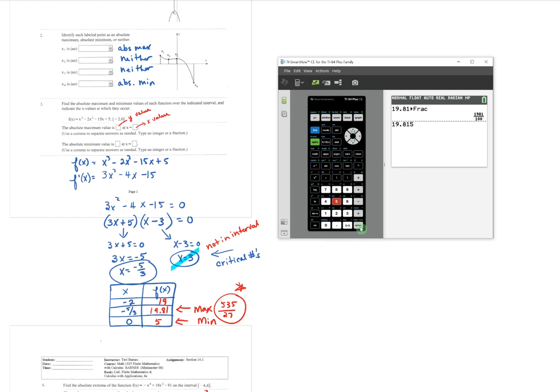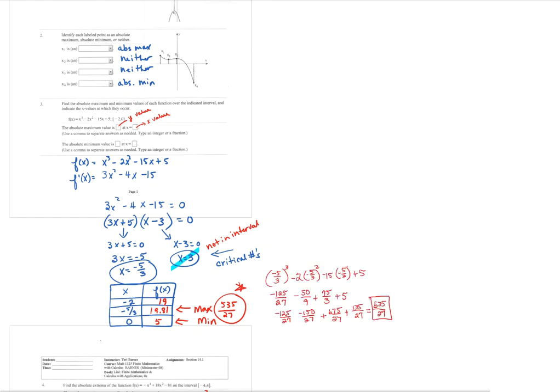19.815. And math and fraction. That didn't do it for us either. Okay. Let me think on that for just a second and we'll see. Okay, so I could not convert that on the calculator, and since it's wanting it in fraction, I just went ahead and did this by hand, showing you how to get the 535 over 27.